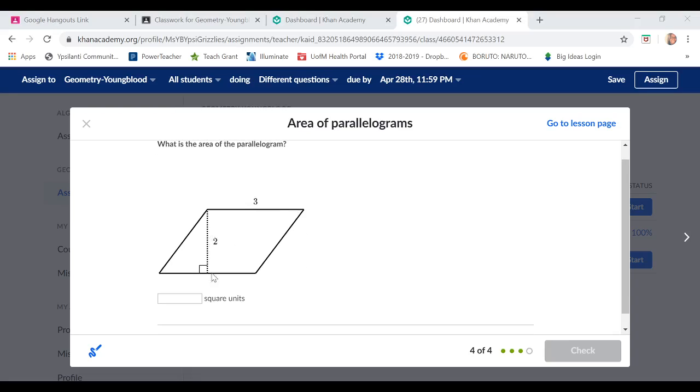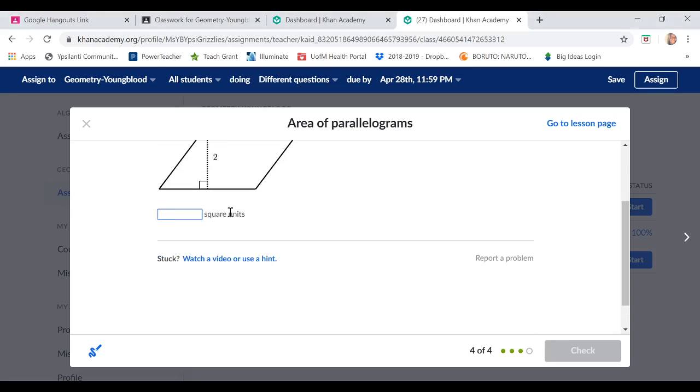And this last one, again, this height is 2. If this side is 3, this side is 3, so the base has to be 3. So 2 times 3 gets us 6.